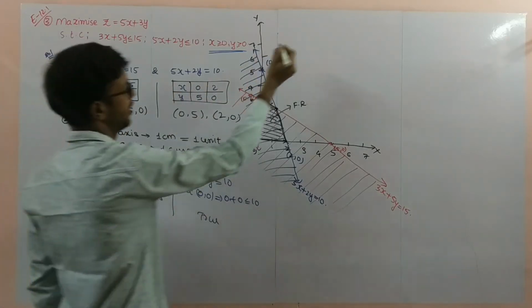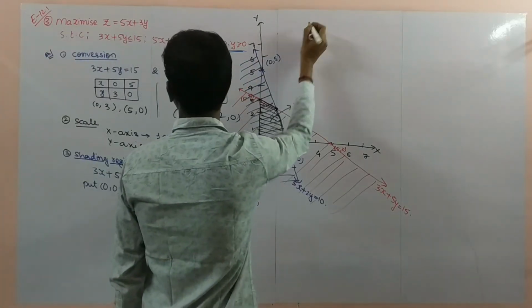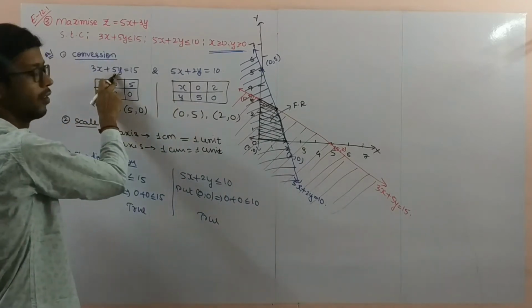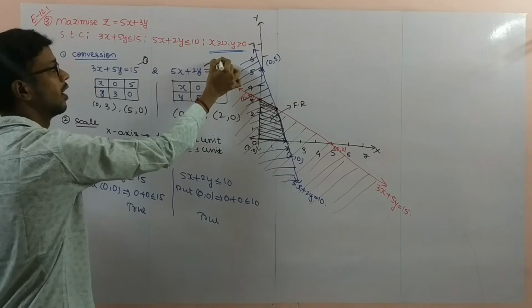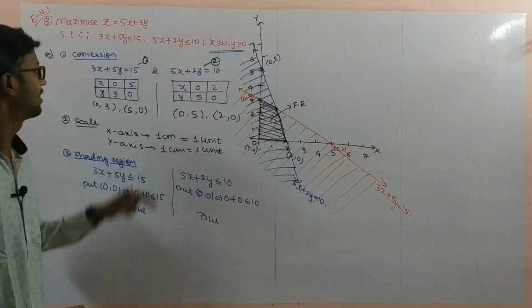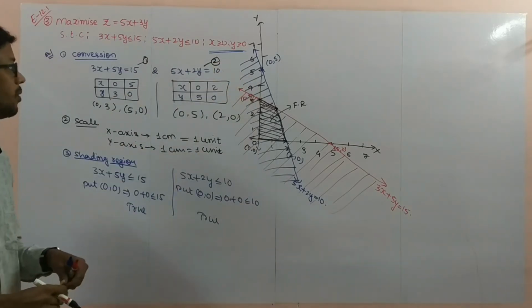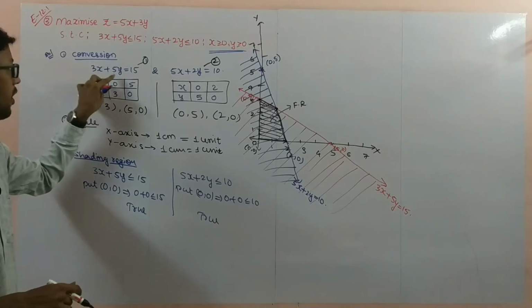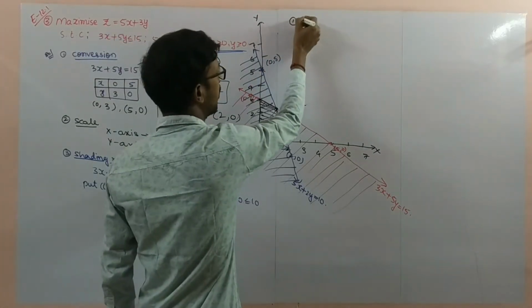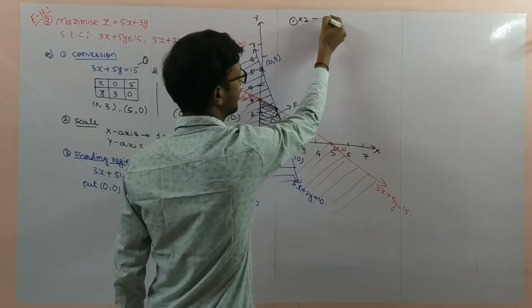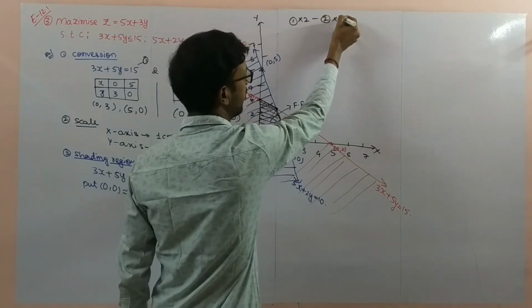Here is the first equation, 3x plus 5y equals 15. I'll take this as equation 1 and this one as equation 2. I'll solve the two equations. You observe here, 5 is there, here 2 is there. So first equation multiply with 2, minus second equation multiply with 5.